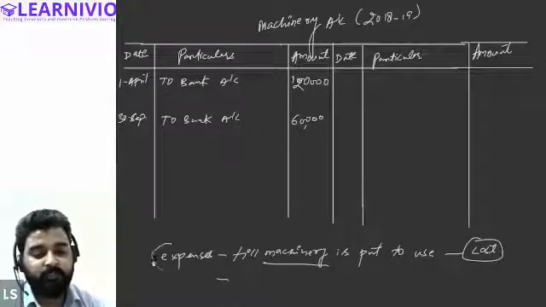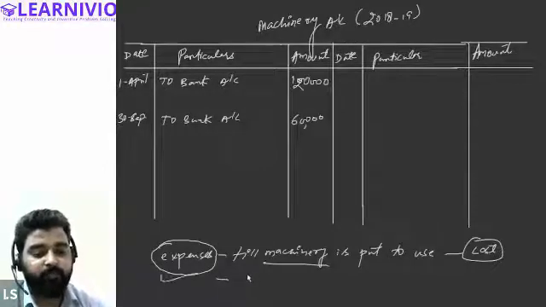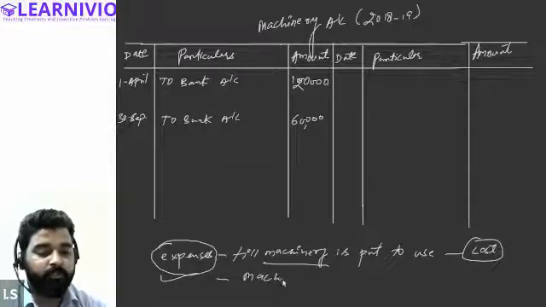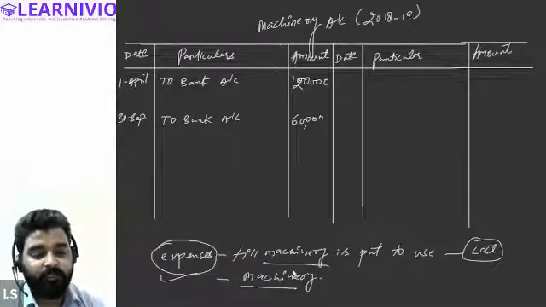Any expense incurred after the machinery is installed and it is being used will not be recorded in the machinery account because it is not considered an expense of machinery. That will be considered as a revenue expense. That is not a capital expense.